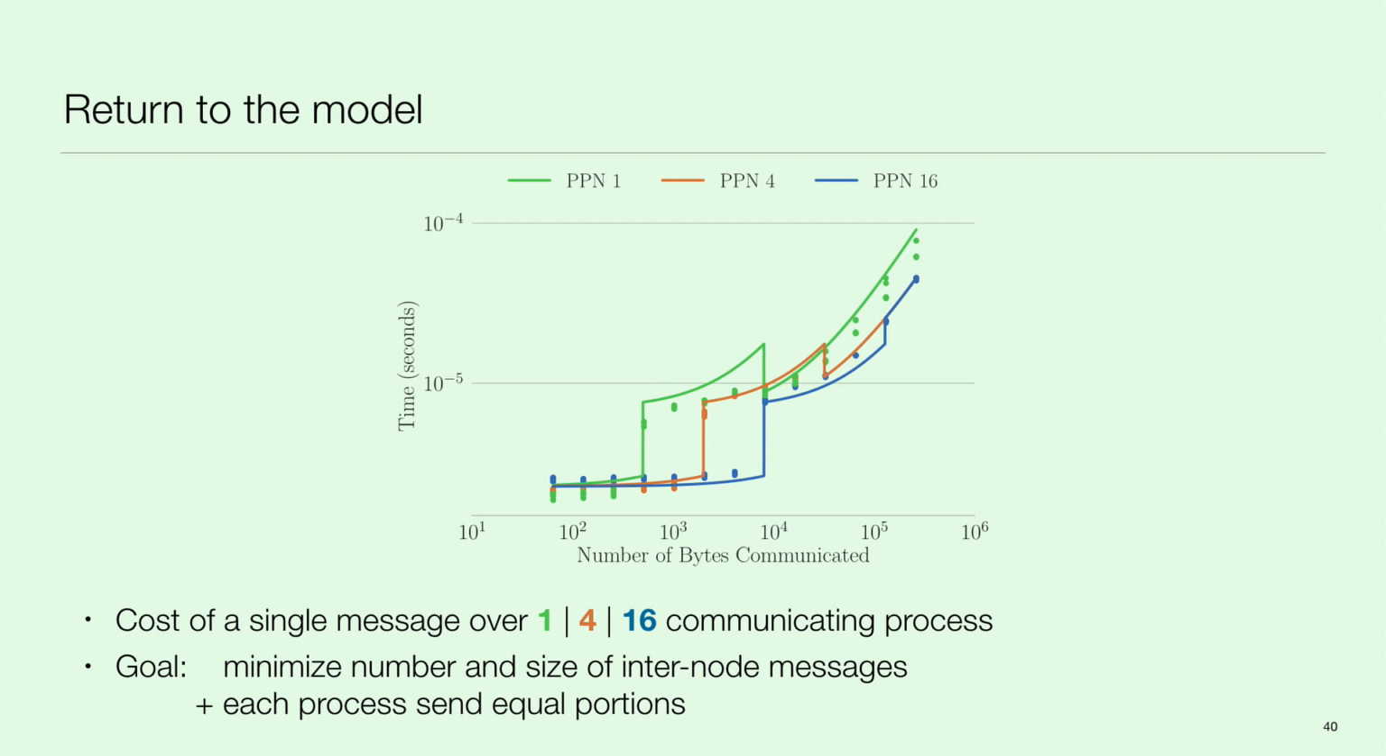In this case, we're doing this ping-pong test again of a single message between 1, 4, and 16 communicating processes. And here I've taken the max rate model for each one of those cases. And there's different routines being used depending on the message size. So rendezvous or eager or short. And so our goal is to minimize the number and size of the internode messages, plus we'd like to have each process send equal portions. Okay? So when we have the sparse matrix multiply, we have too many messages and they're too big and they're not balanced between the communicating cores on node M versus node N.